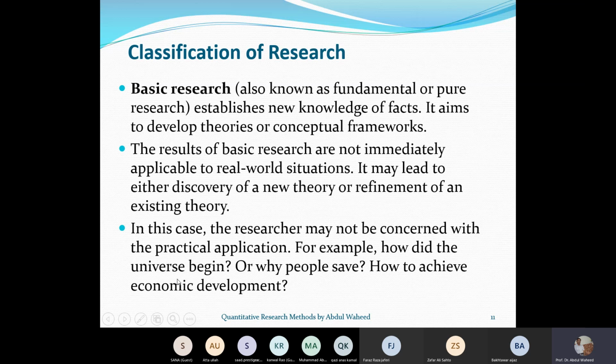how did the universe begin? There will not be a direct practical application for this. We just think about different ideas, different theories, and why people save. Saving behavior we can discuss. Do you have any answer for this? Why people save? Why do we save? Any answer?